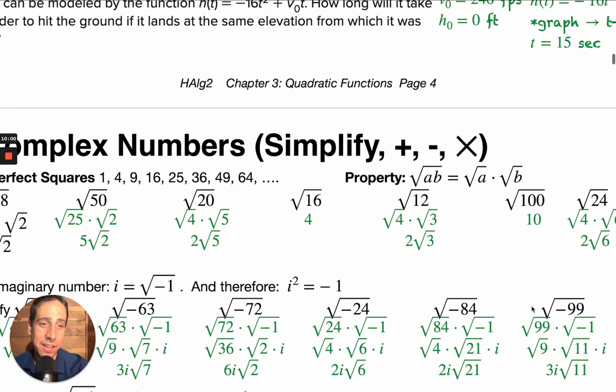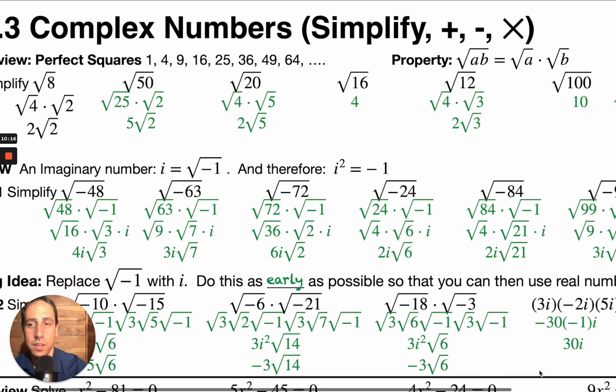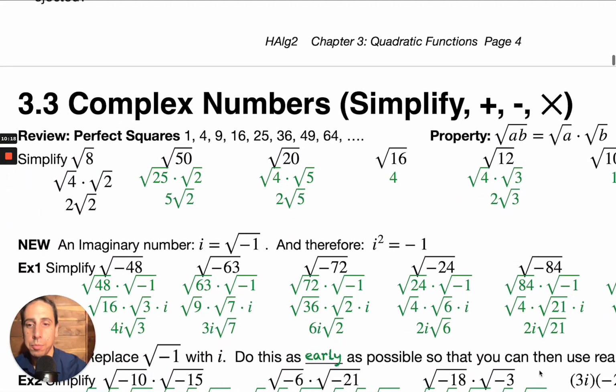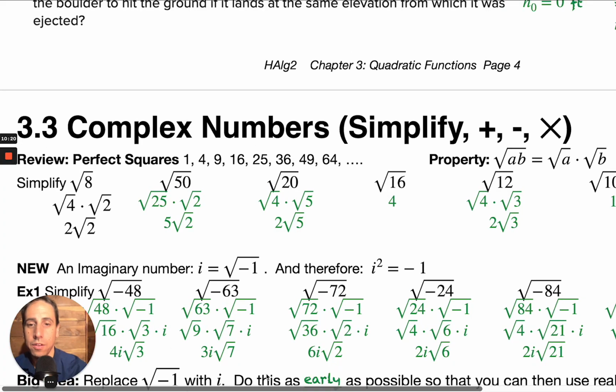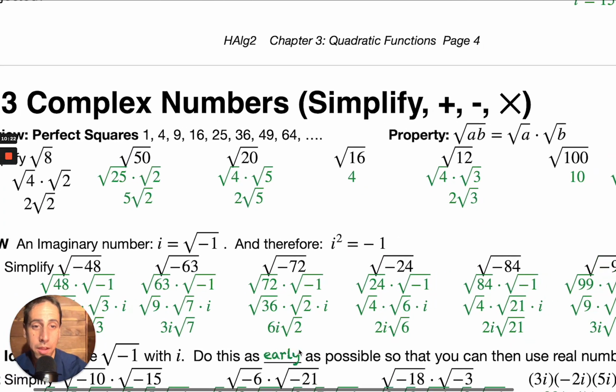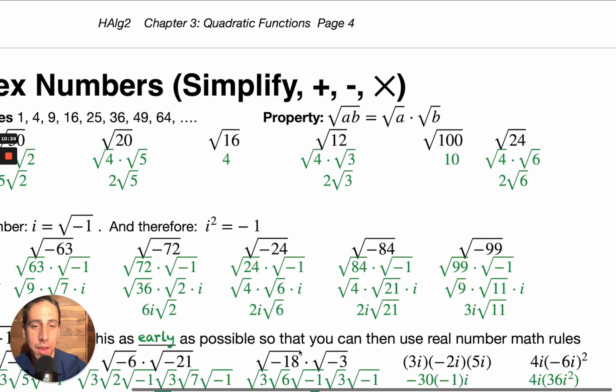Negative 99. Take the square root of it. Well, if you wanted to simplify that, you'd get square root of negative 9. And then the largest perfect square factor of 99 is 9, so you put that first. Square root of 9 times square root of 11 times i is 3i root 11. So the big idea is to replace negative 1 with i and do this as early as possible so that you can then use real number math rules.